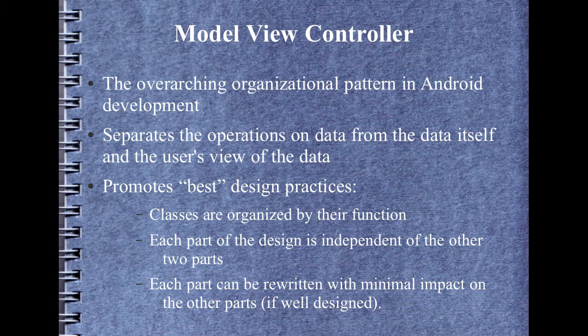The model is the data for the application. And the view is those layout XMLs or the views that we create in the activity for the user to interact with. The controller is usually represented by the activity classes in the application itself. So what Model View Controller does for us is it separates the operations on the data from the data itself and the user's view of the data.